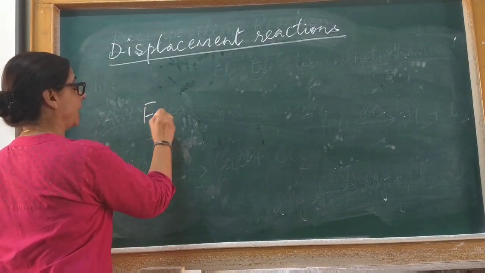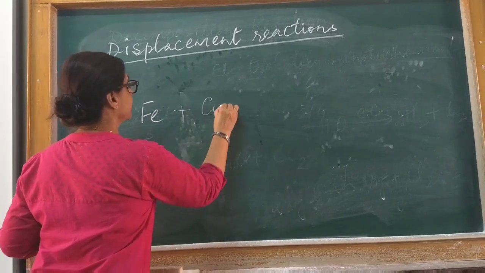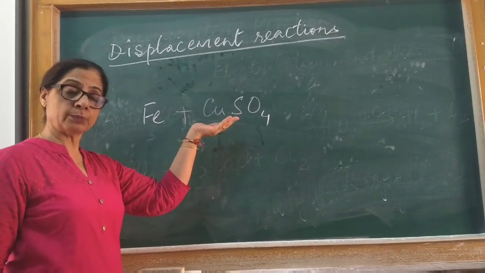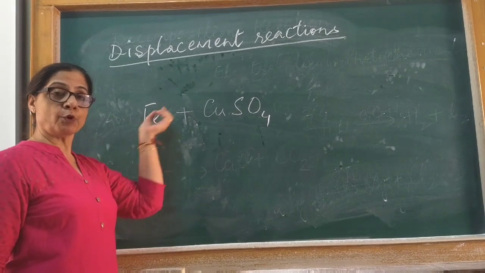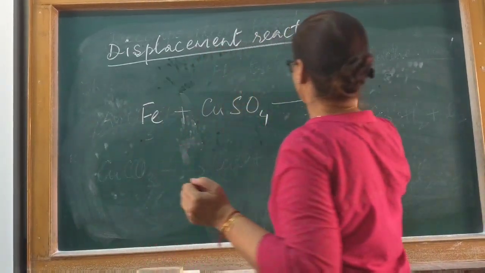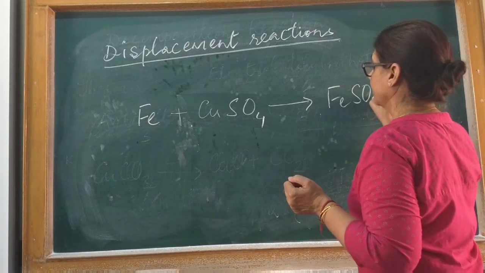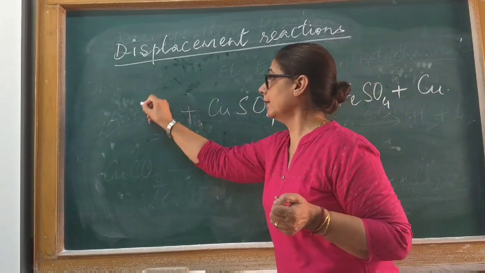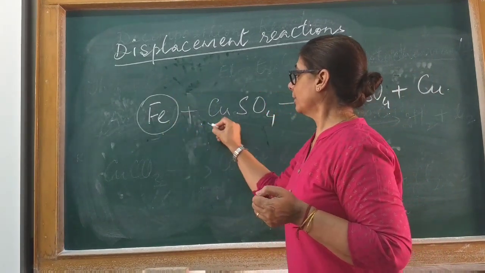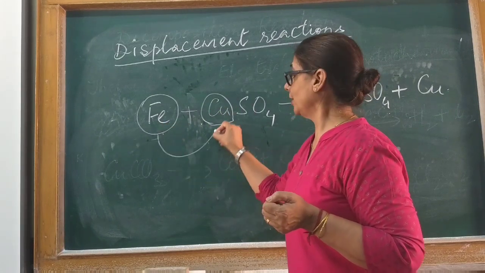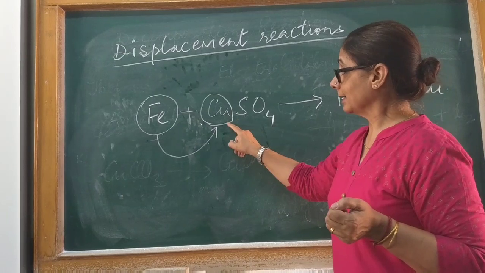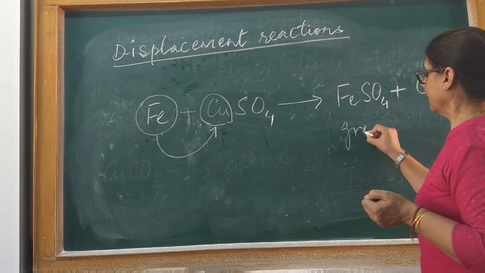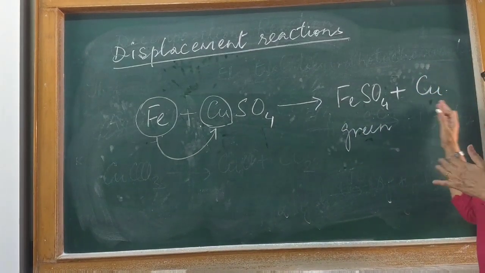This is when you have iron and you have copper sulfate solution. Now this is copper sulfate we have taken, which is blue in color, and iron is put in copper sulfate. You will get iron sulfate and copper is displaced out. This is based on the reactivity series where iron is more reactive than copper. So iron will displace copper and take its place, and it will form iron sulfate, which is green in color, and copper, which is reddish brown, is displaced out.